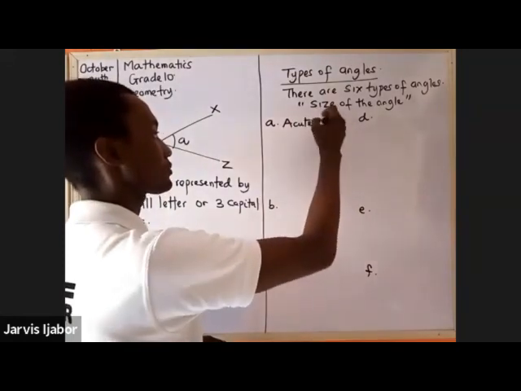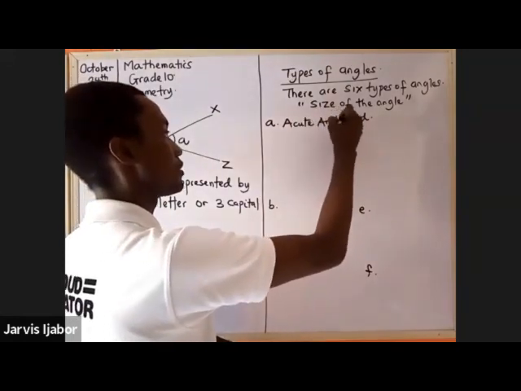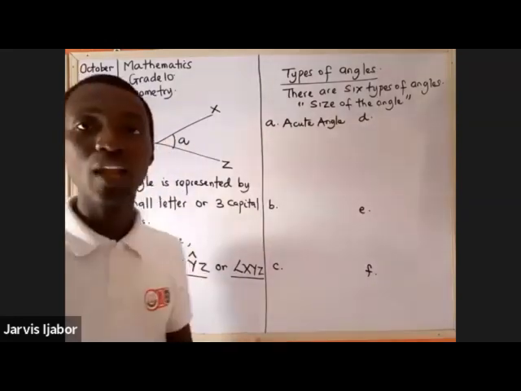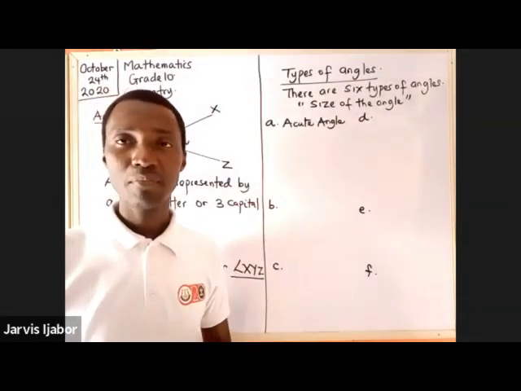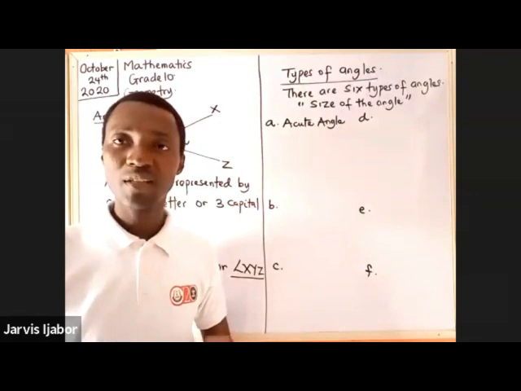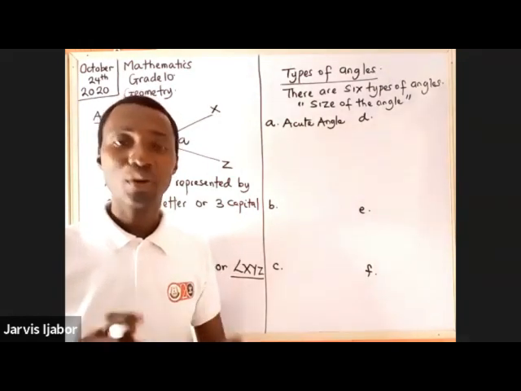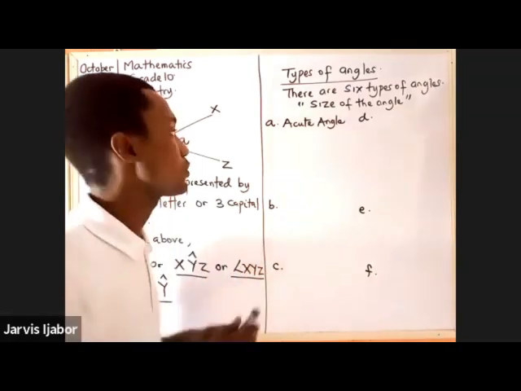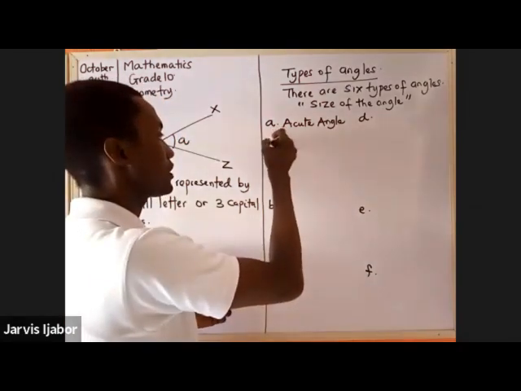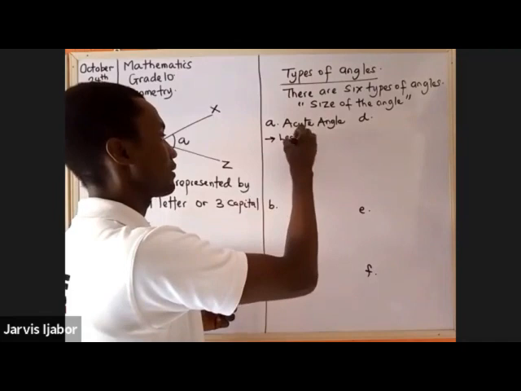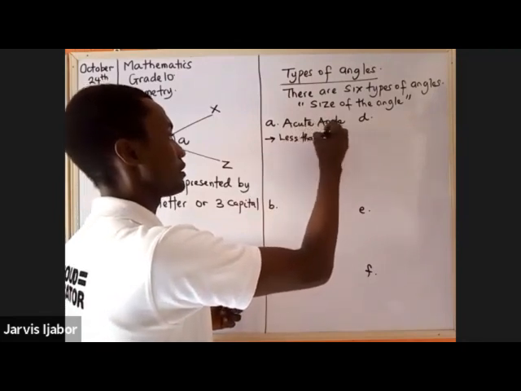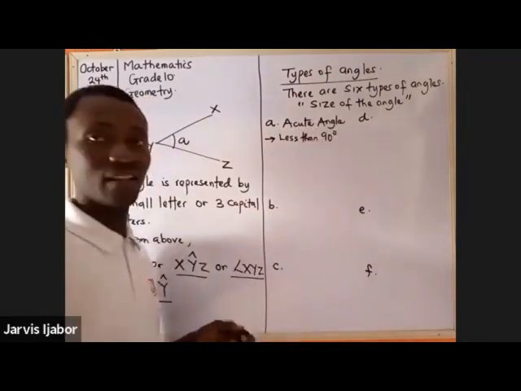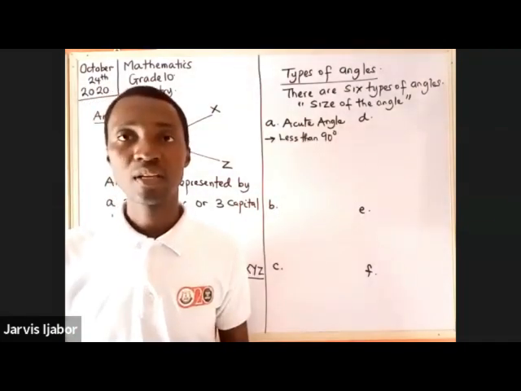Acute angle. The word acute suggests a small angle, but in our mathematical description, an acute angle refers to an angle that is less than 90 degrees. So we expect this angle to be less than 90 degrees.